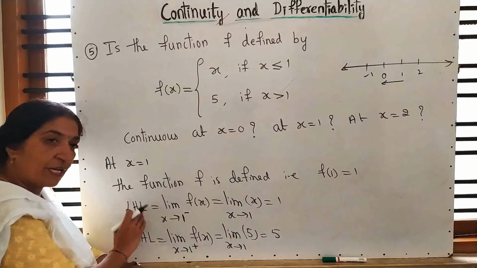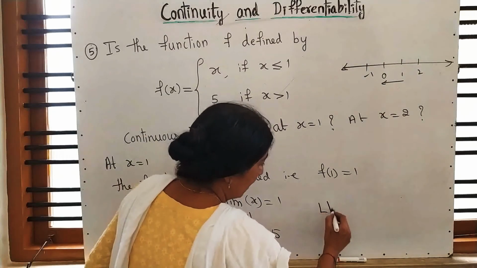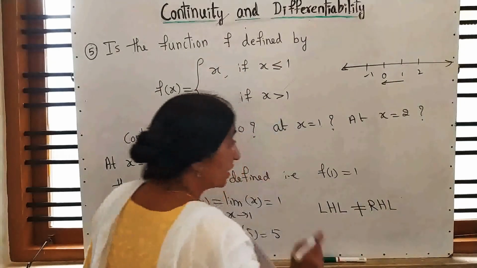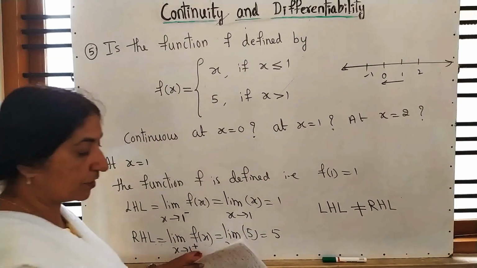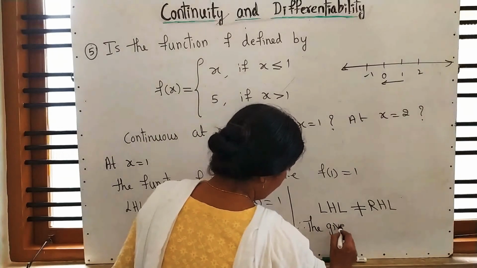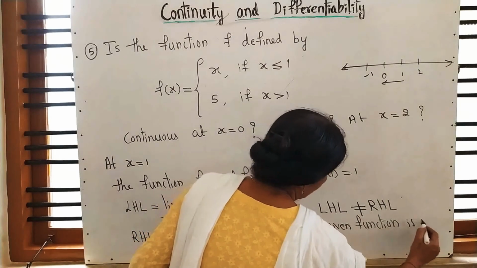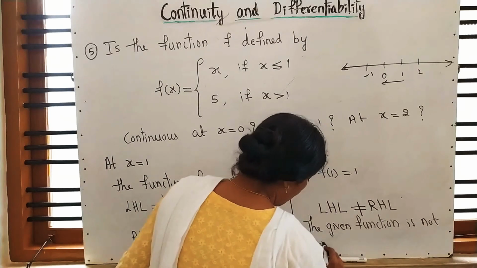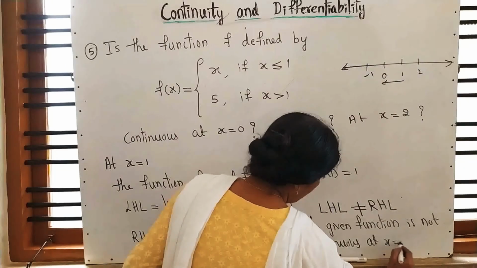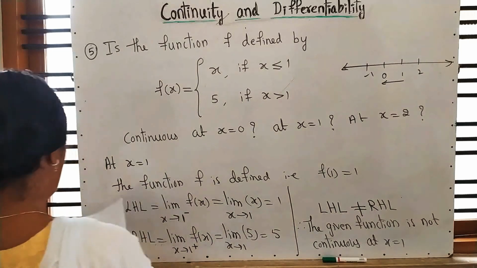See, are left hand limit and right hand limit equal? No, they are not equal. LHL, left hand limit is not equal to right hand limit. Therefore, the function is not continuous. The given function is not continuous at x is equal to 1. Correct or not? Next, one more is there. That is x is equal to 2.